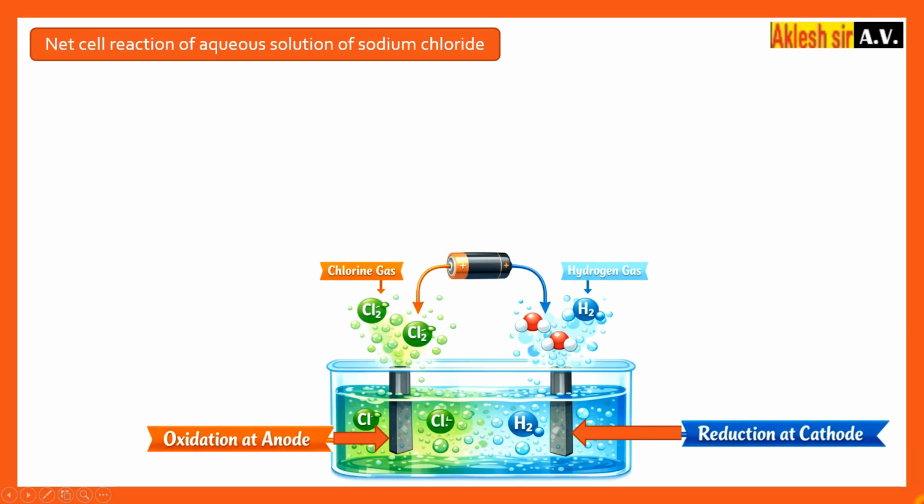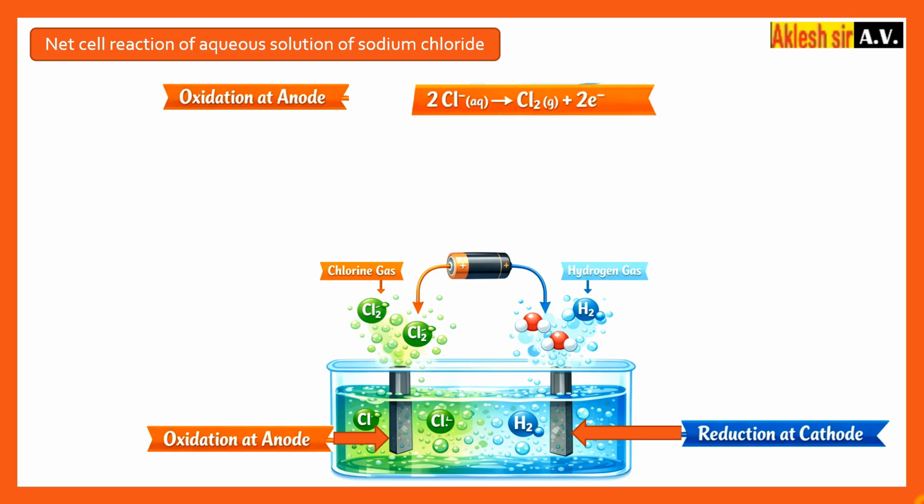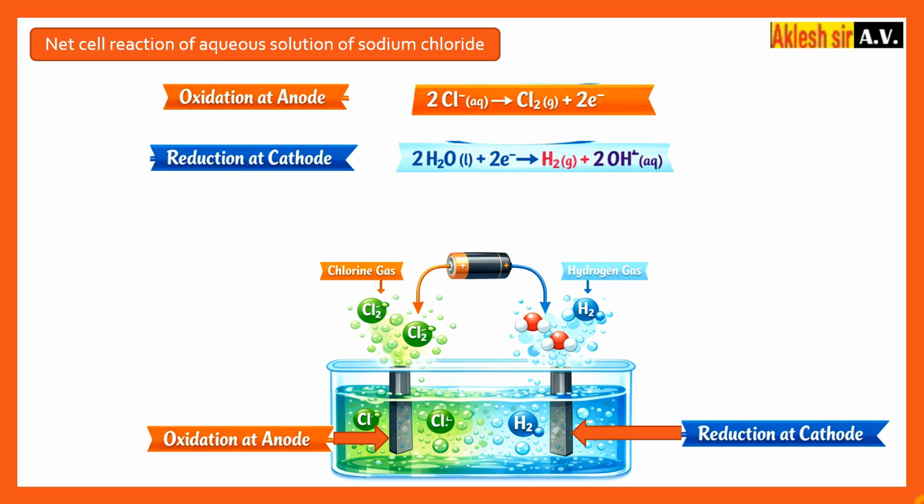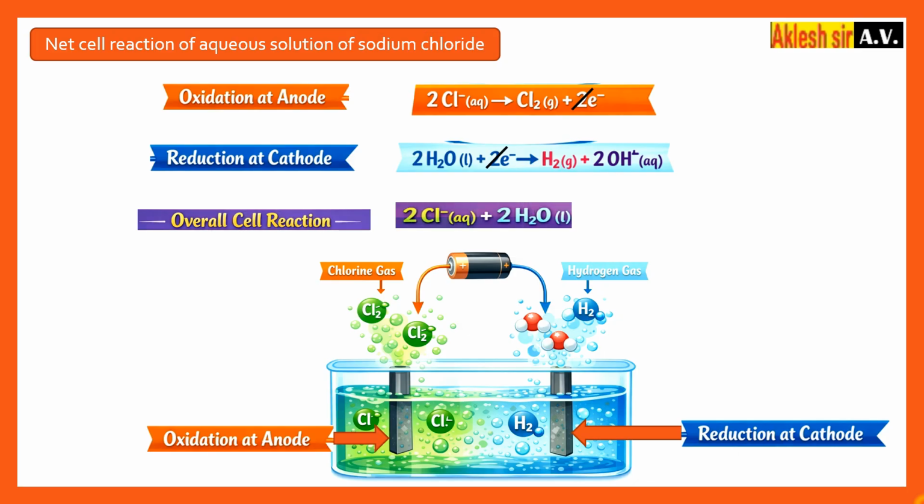Net cell reaction of aqueous sodium chloride. Oxidation at anode: 2 chloride ions in aqueous state give chlorine gas and 2 electrons. Reduction at cathode: 2 water molecules in liquid state plus 2 electrons give hydrogen gas and 2 hydroxide ions in aqueous state. Here the 2 electrons are cancelled on both sides. Overall cell reaction: 2 chloride ions in aqueous state plus 2 water molecules in liquid state give chlorine gas, hydrogen gas, and 2 hydroxide ions in aqueous state.